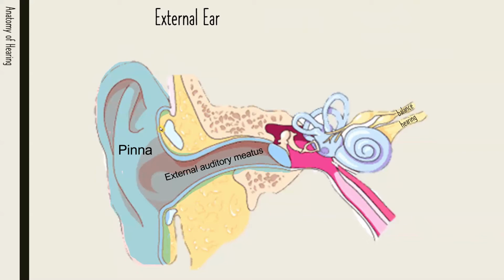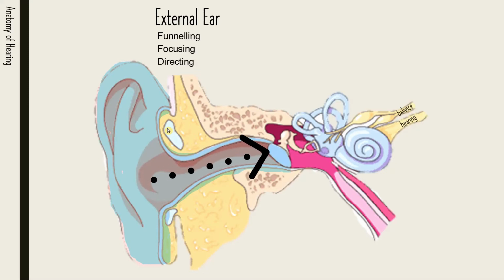You will note that the pinna is thrown into a series of ridges and folds, which is actually no design flaw, but plays an important role in contributing to the collection of sound waves and directing them down towards the external auditory meatus. So the external auditory meatus, along with the pinna, play an important role in funneling, focusing and directing those sound waves from the external environment down towards the tympanic membrane.